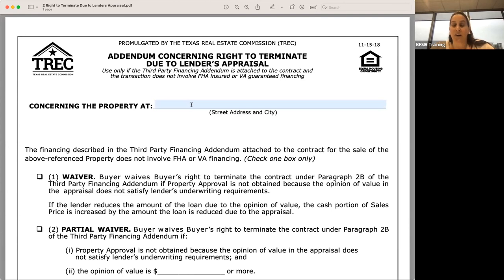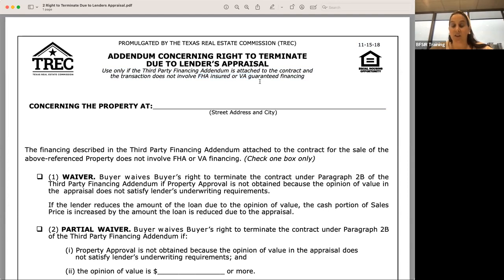So this is a document where, to Richard's point earlier, if you're trying to write a really good offer and say like, yes, we're getting financing, but we want the seller to have security that we're not going to terminate due to the appraisal, this is the form that you use. Please note, you can only use this document for conventional financing. FHA and VA do not allow it, right?